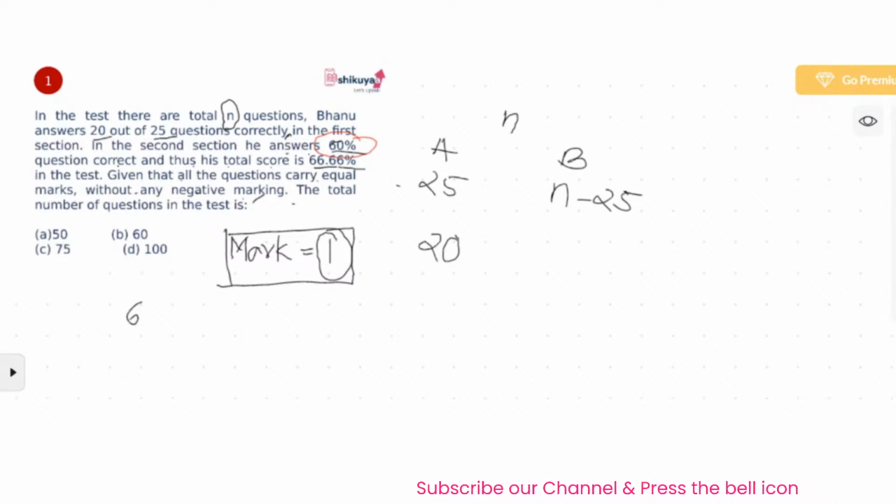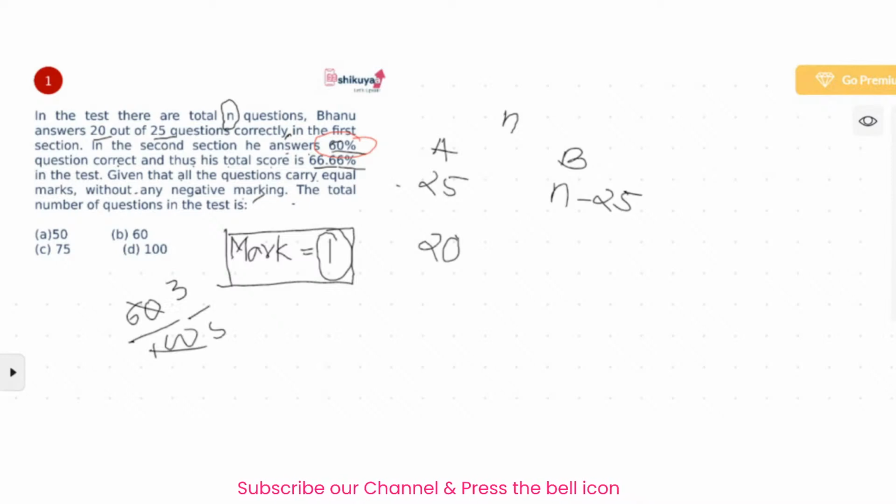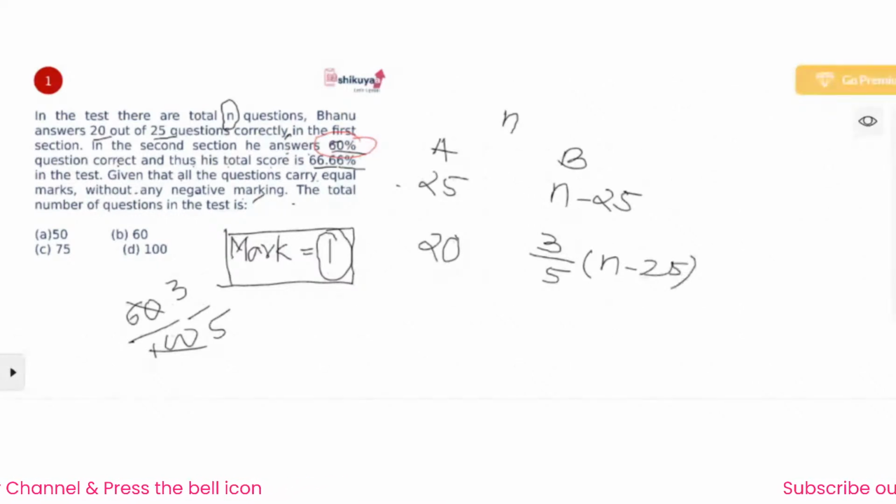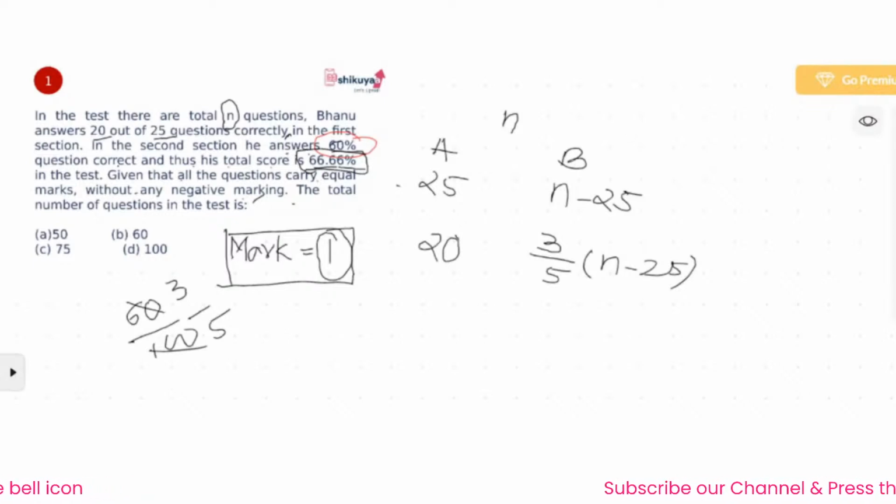What is the meaning of 60%? Let us reduce it: 60% is 3 by 5. Am I right? I have reduced this by 20. 60 out of 100 is 3 by 5. So Bhanu has solved 3 by 5 of n minus 25 correctly. So what is the average score of Bhanu in this test? It is 66.66%. And try to apply common sense: only correct answers are supposed to be considered while calculating this percentage.